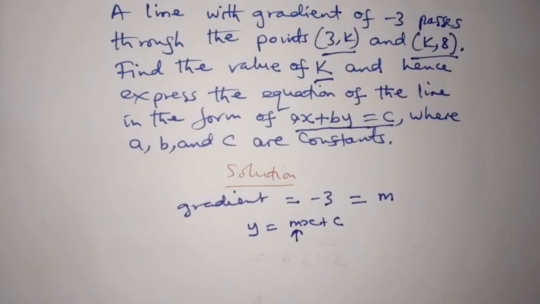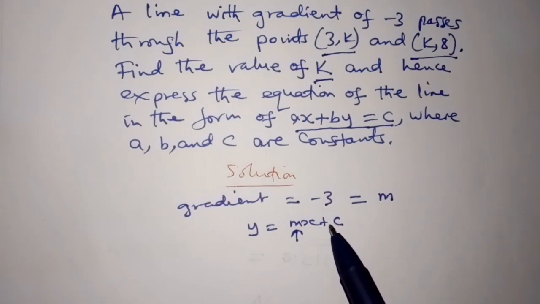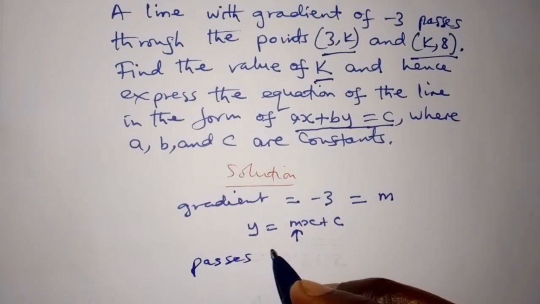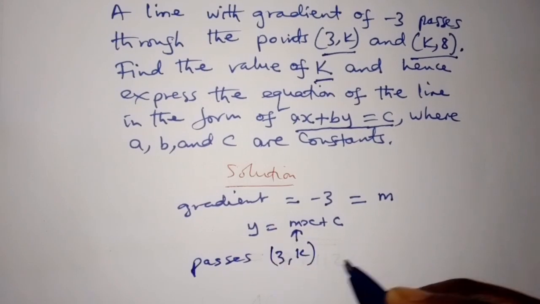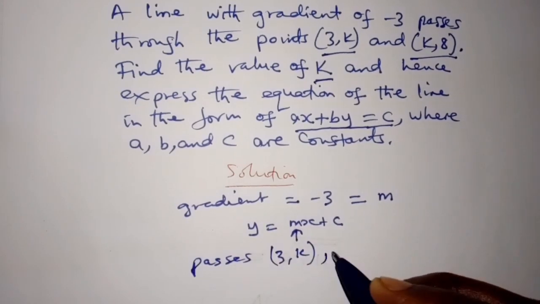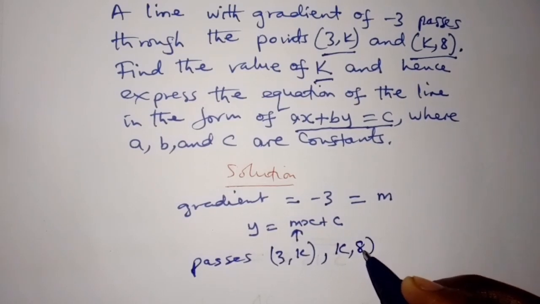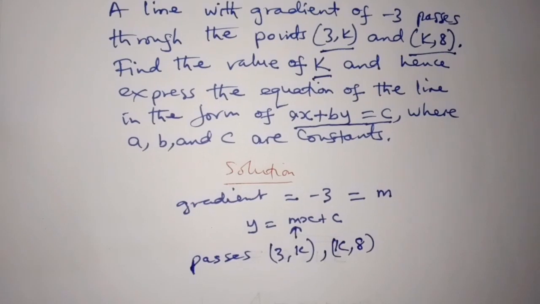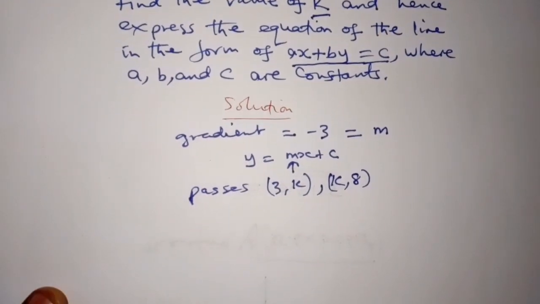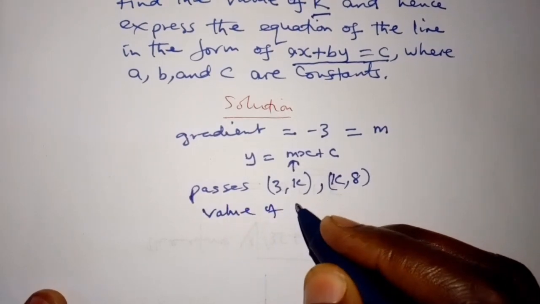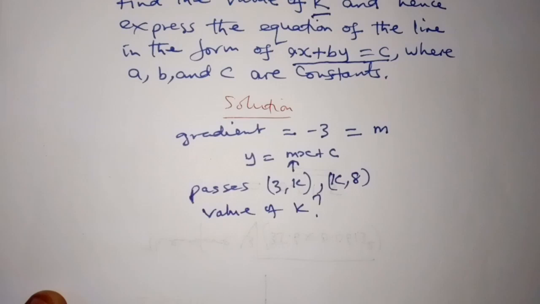So now the gradient we are given to be -3, and the line passes through point (3, k) and point (k, 8). So we want to find the value of k.